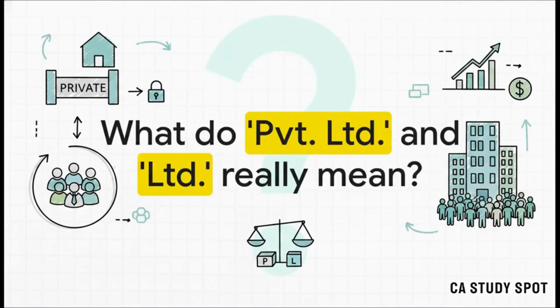You've seen it a million times, right? PVT Ltd, or maybe just Ltd, tacked on to the end of a company's name. Well, those aren't just random letters. They're actually a shorthand, a code that tells you a whole story about how that business is set up, who owns it, and maybe most importantly, how much risk those owners are taking. And by the end of this, you'll be able to crack that code in a second.